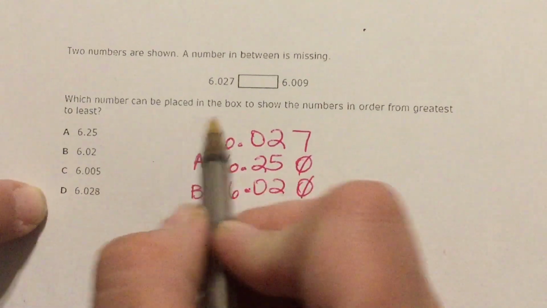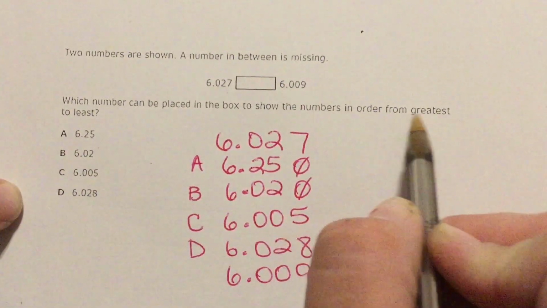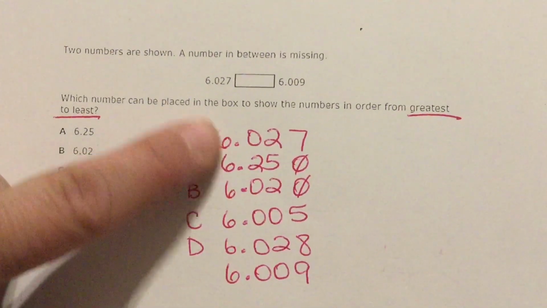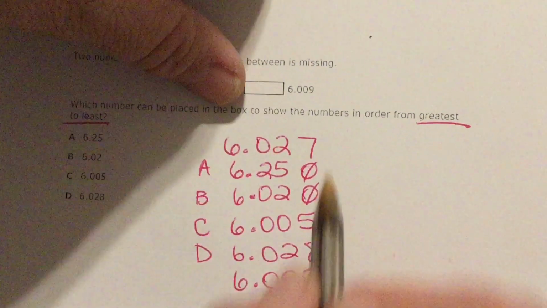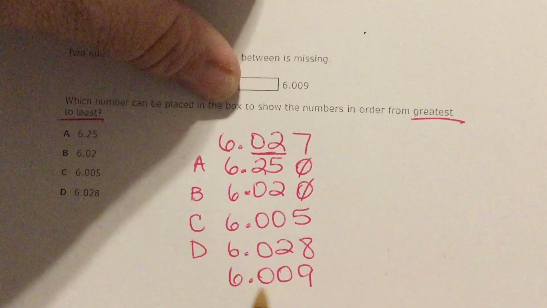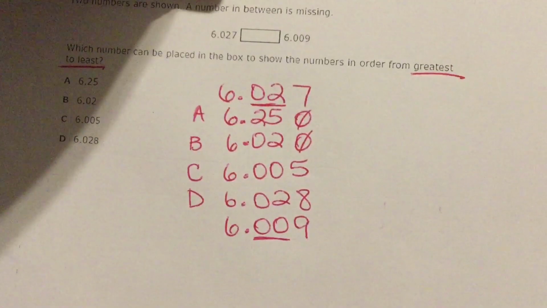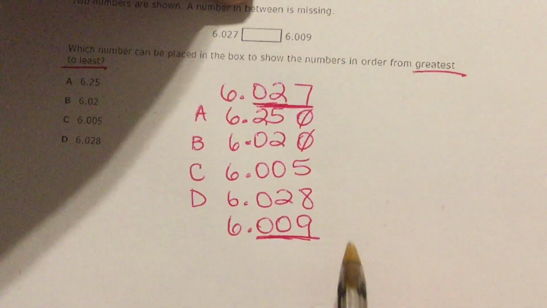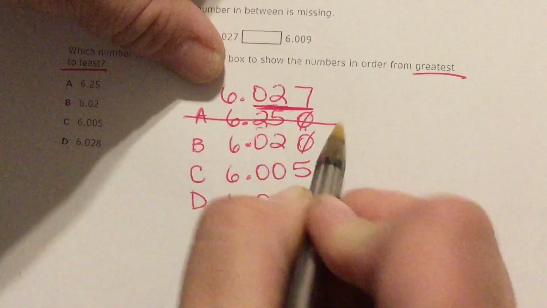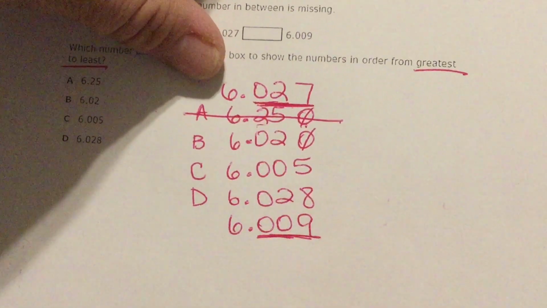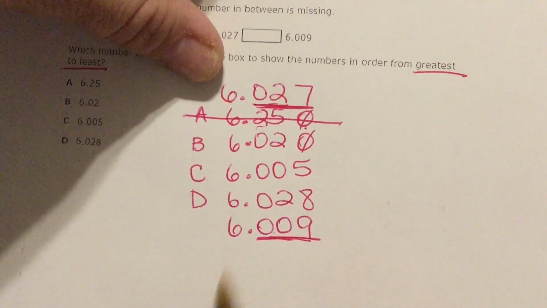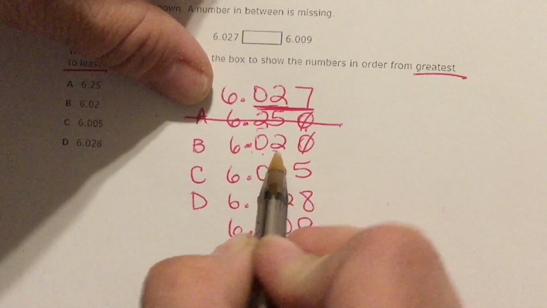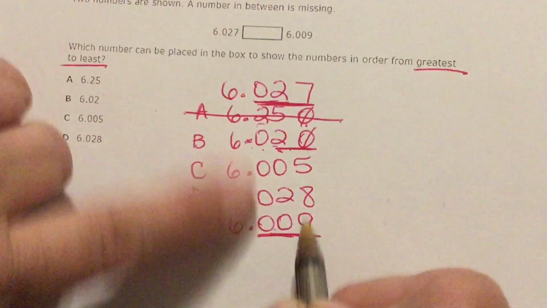So which number can be placed in the box to show the numbers in order from greatest to least? So we're looking for A, B, C, or D. Which one's going to fit perfectly in between 0.027 and 0.009? So 6.25, it's out. That is way bigger than 27. Way bigger than 9. Okay, 6.02 or 20 is in between 9 and 27.